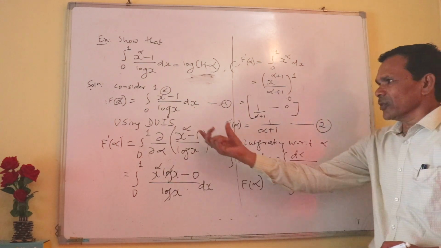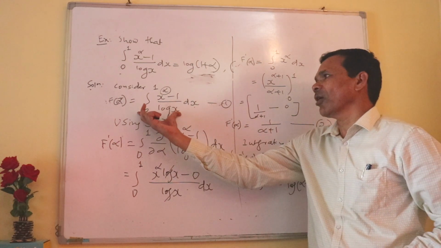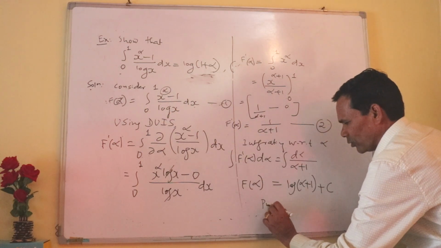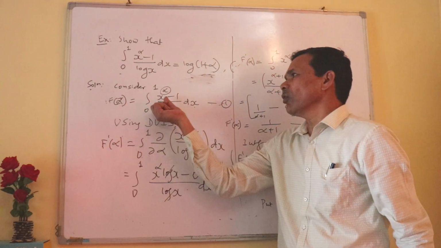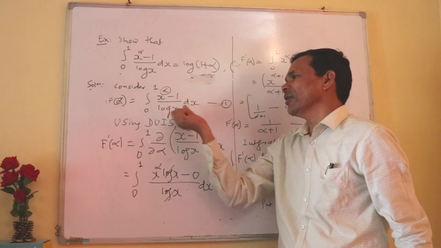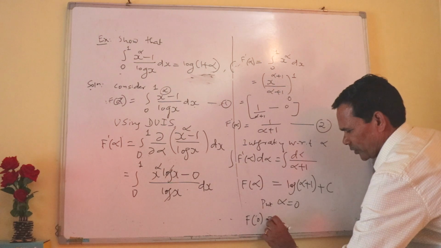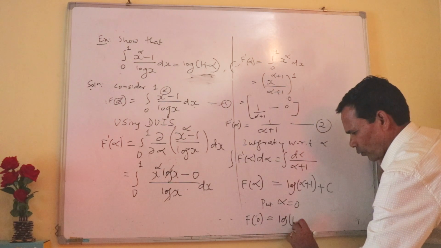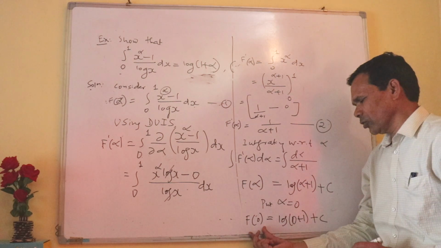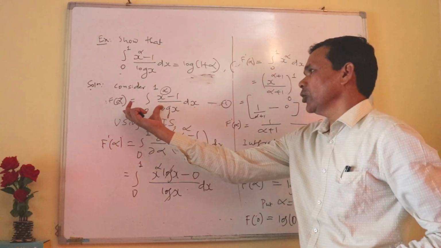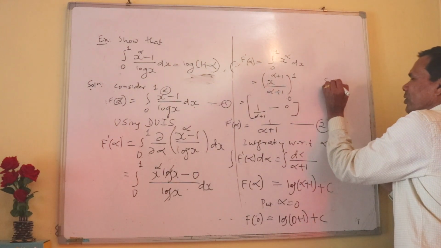So how to determine this constant? You have to choose the value of alpha so as to make this integral convergent. Put alpha equal to 0. If we put alpha equal to 0, then x raised to 0 is 1, and 1 minus 1 is 0. So F of 0 is equal to log of 0 plus 1, plus c. F of 0 from the integral is 0. So log 1 is 0, and so c is equal to 0.